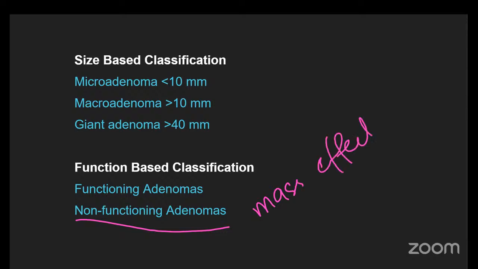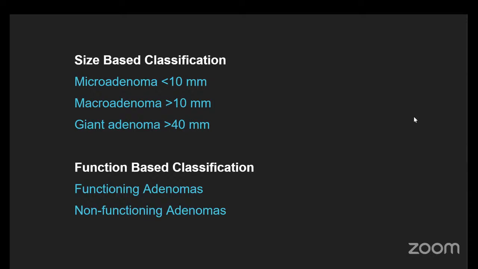So mass effect is more of a problem in non-functioning adenomas. They need to go beyond a certain size to cause any symptom in the patient. Whereas for functioning adenomas, size is less of a factor. Even a microadenoma that is functioning can be potentially disruptive for a patient's life. But if it is a macroadenoma and a functioning adenoma as well, then it ends up being a double-edged sword, because now the patient is going to have biochemical disruption along with the mass effect. This is the easy part.